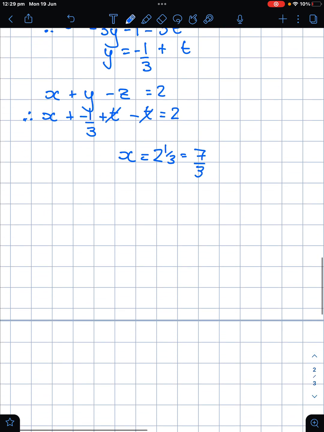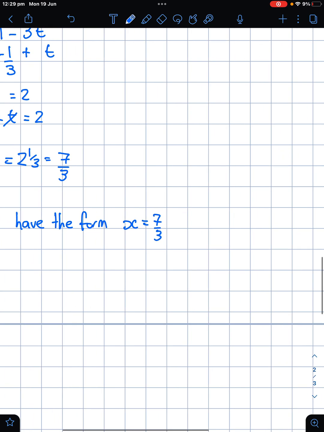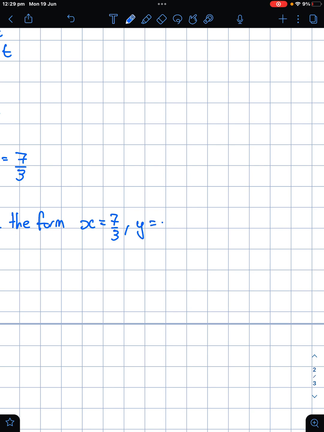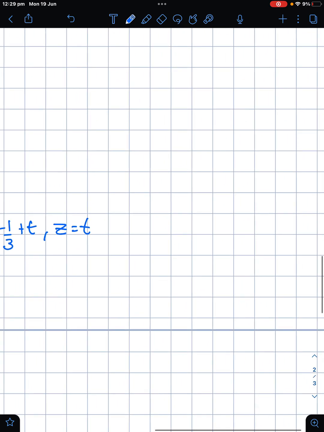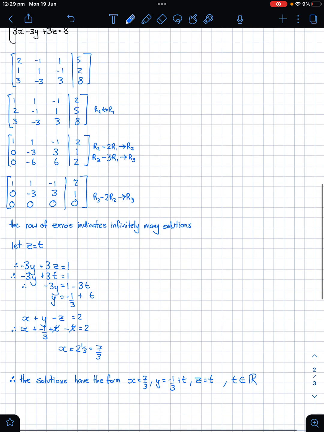So now we've got the solutions of this. Therefore, the solutions have the form x equals 7/3, y equals negative 1/3 plus t, and z equals t. And we've solved those, and just remember that t is just a real number, it's a constant. And so that's how we solve those ones when you get that. We're going to go through what these mean a bit later, but that's all we've got for now.